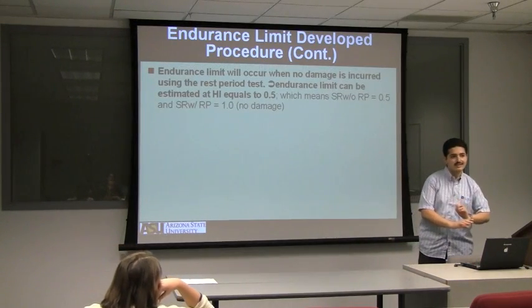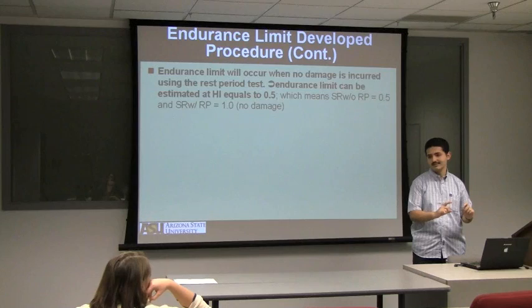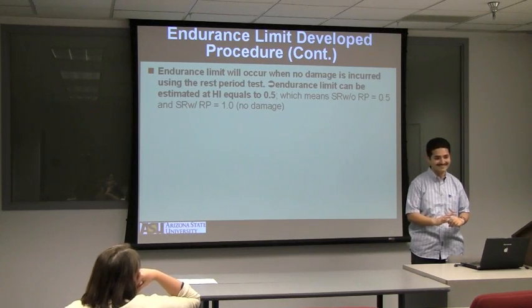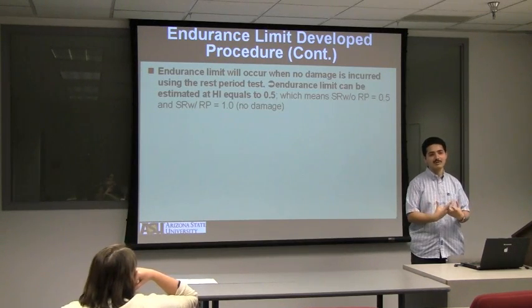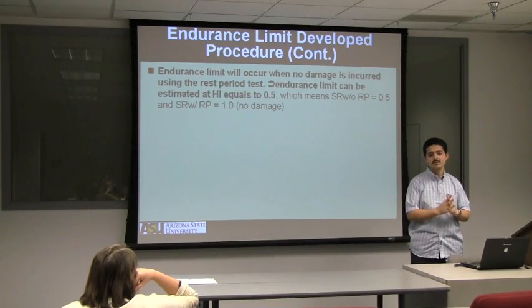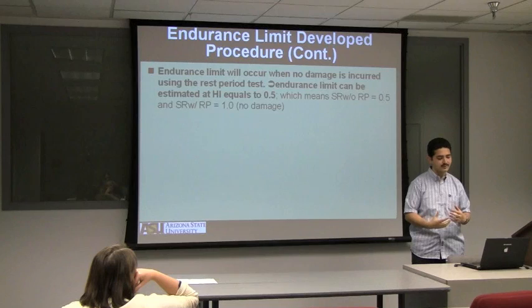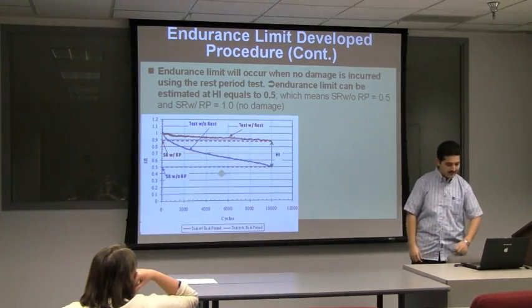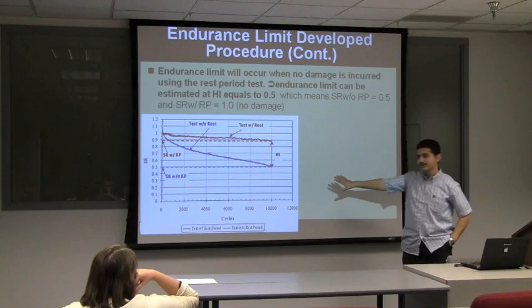This is the key slide in the whole presentation: how to combine the two concepts together. The endurance limit will happen when there is no damage incurred during the rest period. What is that supposed to mean? The endurance limit can be estimated when the healing index equals 0.5. Why am I saying 0.5? Let's go back to this figure.